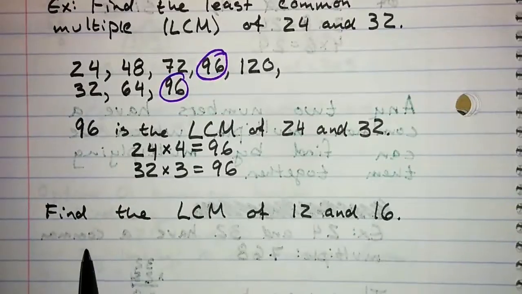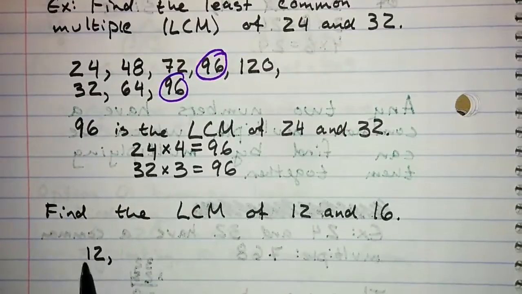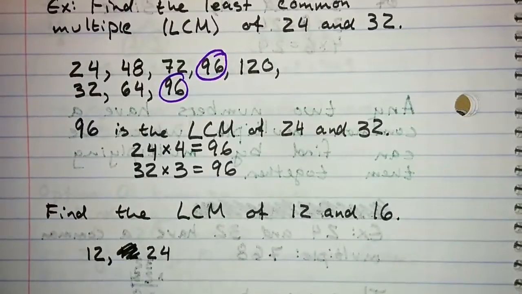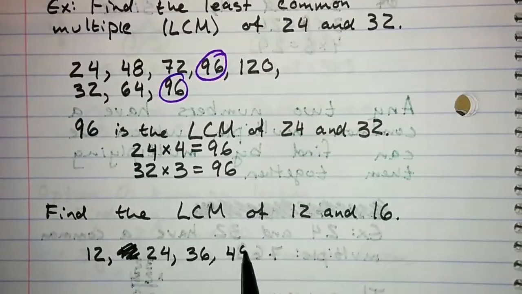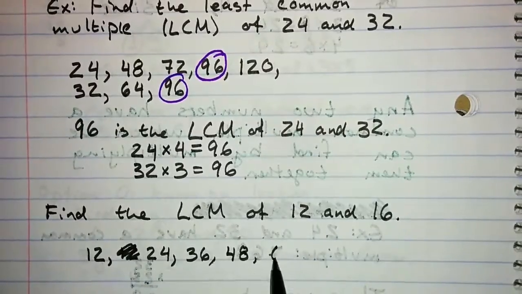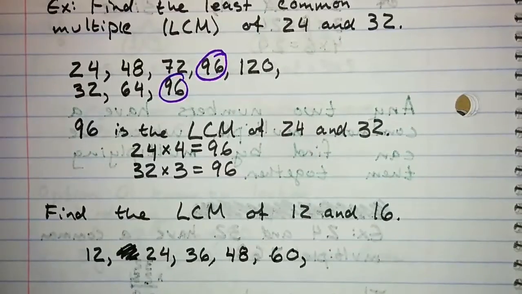Alright, well, multiples of 12. 12 times 1 is 12. Add 12, I get 24. Add 12, I get 36. Add 12, I get 48. Add 12, I get 60. Hopefully I'll be done. I usually list the first 5 multiples when I start.